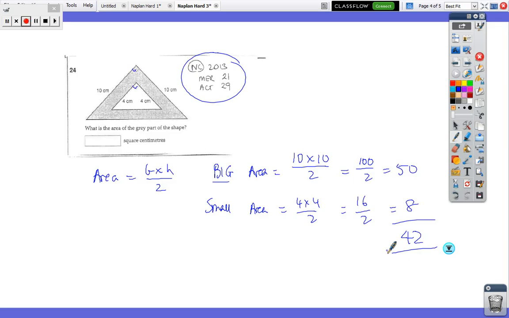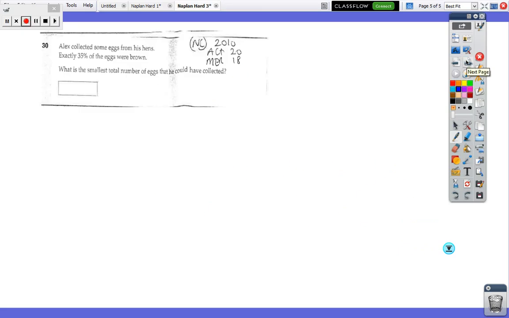Okay, so let's have a look at the next question. This is the last question in the block. We're looking at about a fifth of the students getting it right. So when you're ready, have a go, and come back when you're ready.